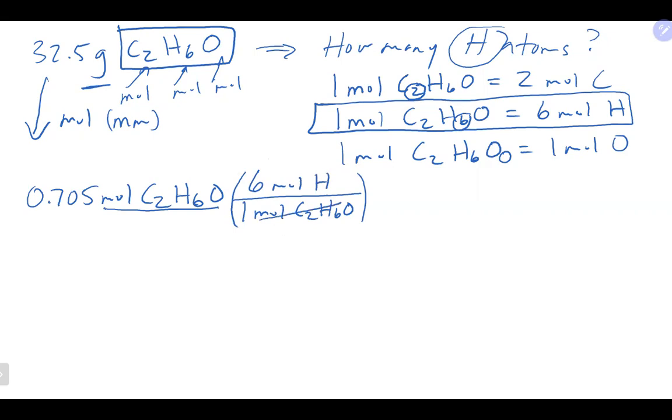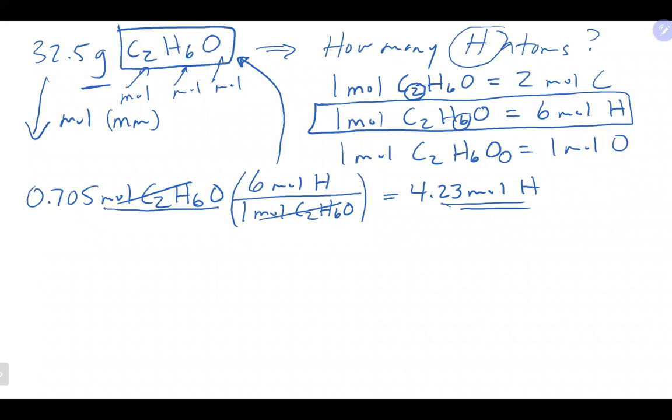The moles of the entire thing cancel, and the number I get is 4.23 moles of hydrogen. So this conversion factor came from the actual formula itself, using the smaller numbers as a mole-to-mole relationship. Now, in my original question, I wanted to know how many hydrogen atoms there would be. At this point, what should I do with this number? I want to get to hydrogen atoms. What is the key word there?